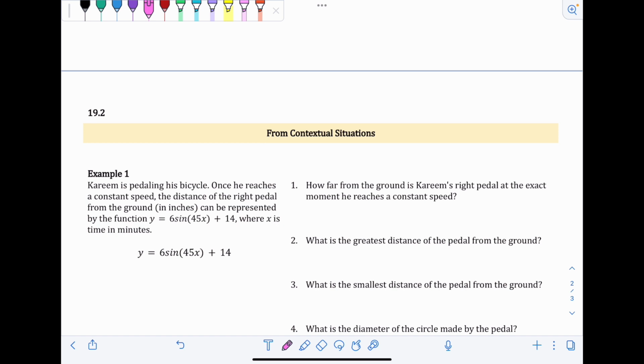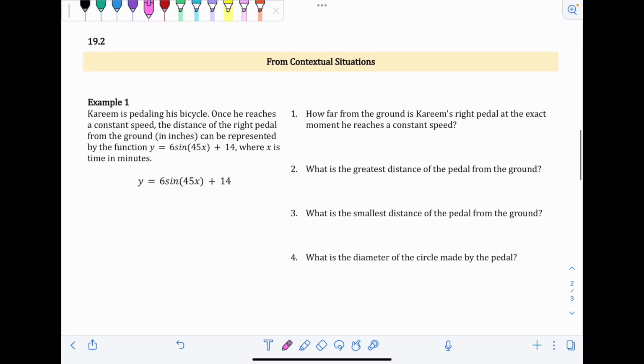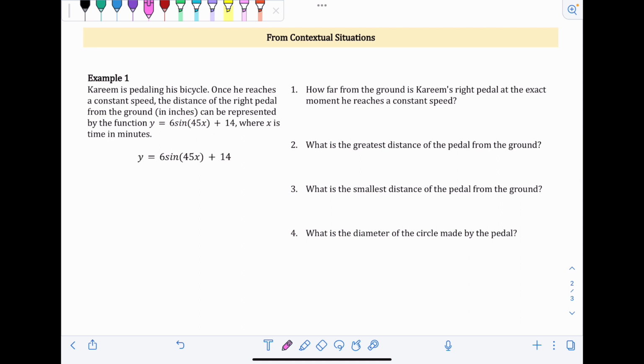Okay, 19.2 is problem solving from contextual situations. So we just have one problem in this section, but it's a little bit longer. So example 1, Kareem is pedaling his bicycle. Once he reaches a constant speed, the distance of the right pedal from the ground in inches can be represented by the function y equals 6 sine of 45x plus 14, where x is the time in minutes.